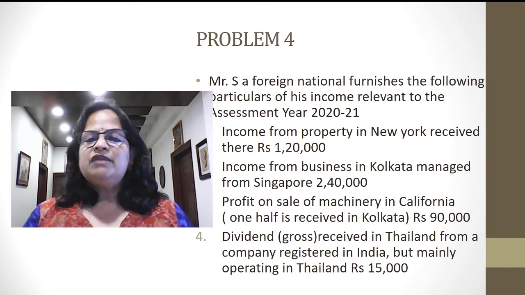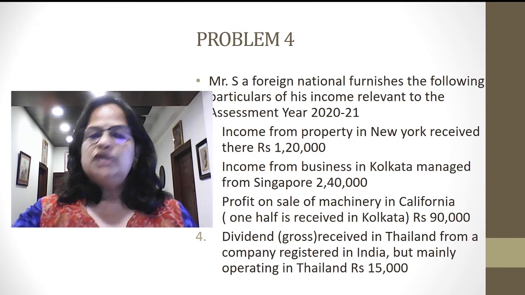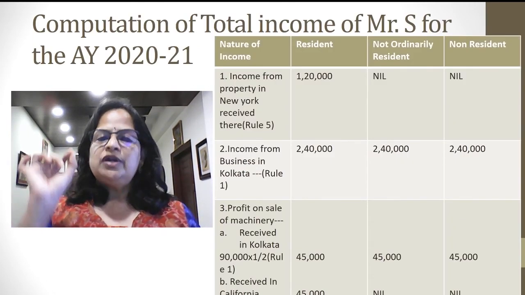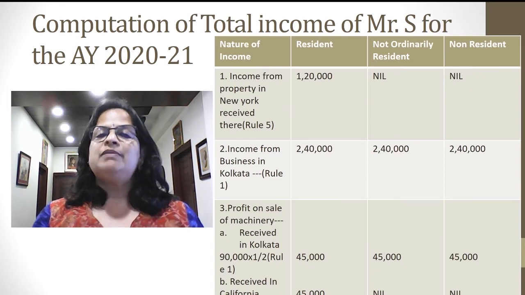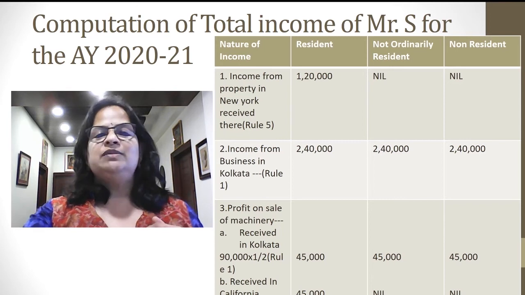First point is income from property in New York received there 1,20,000. So you see that 1 lakh income from property in New York. It's not business income or professional income. It will be taxable only for the resident. Other two cases, it will not be taxable.